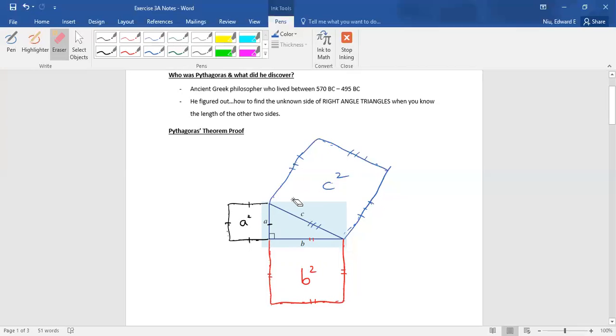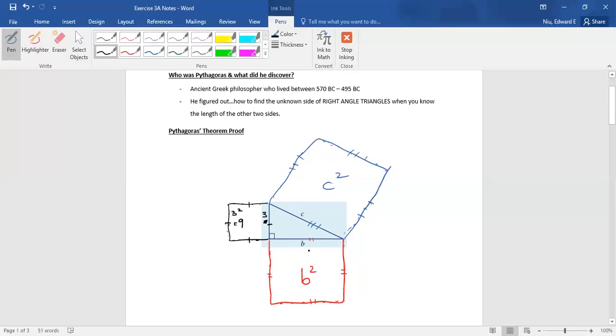For example, if we had A as the number 3, what would this square be? If you said 3 squared, you are spot on. So what would the area of this square be? 3 squared is 9. So 3 squared equals 9, right?